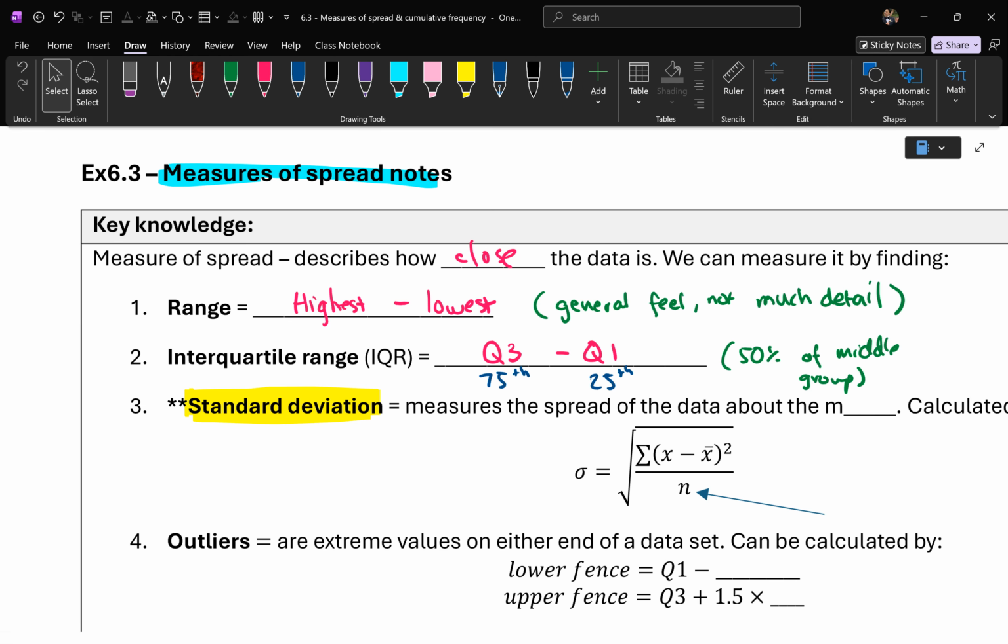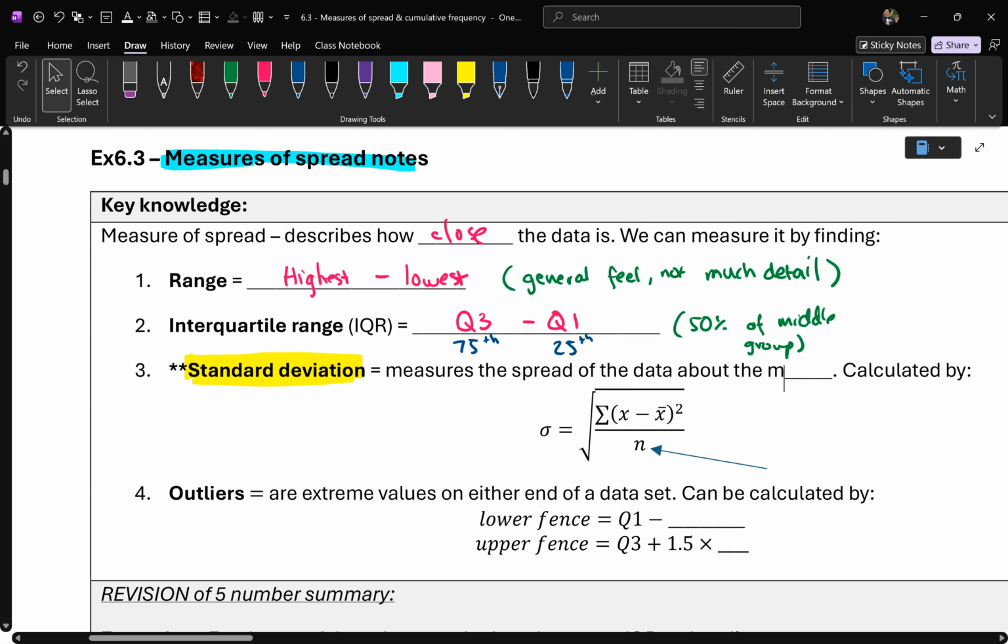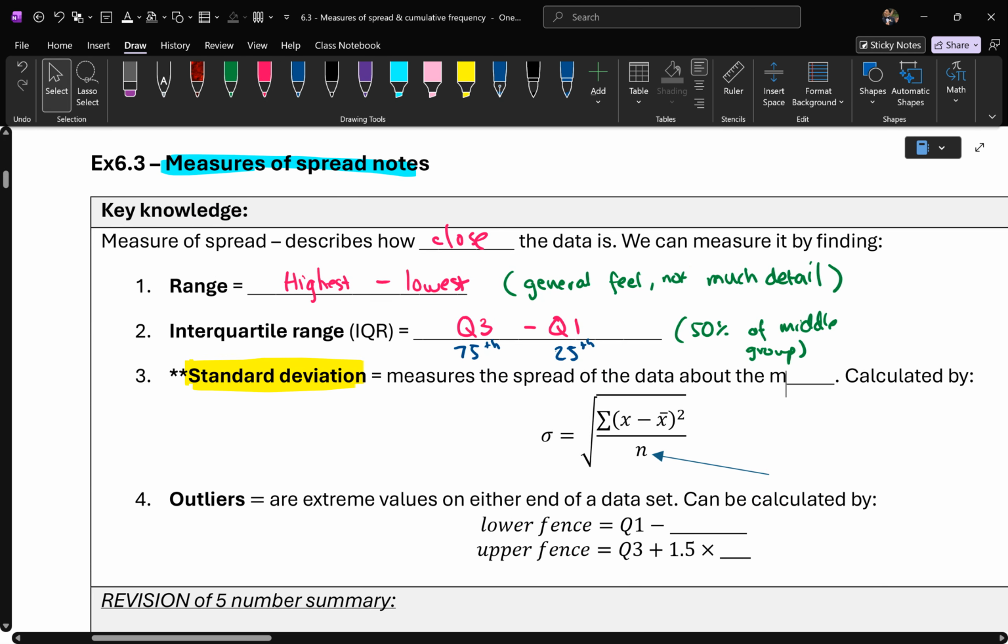And then there's cumulative frequency, which I'll show you how to use. That's pretty straightforward to do. Okay? Just one extra bit for part of your notes. These two bits here to fill in.